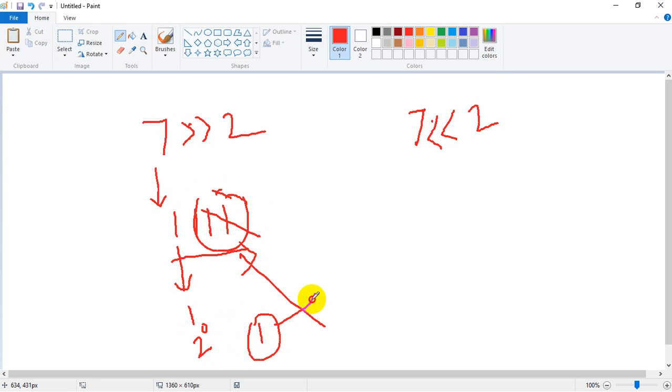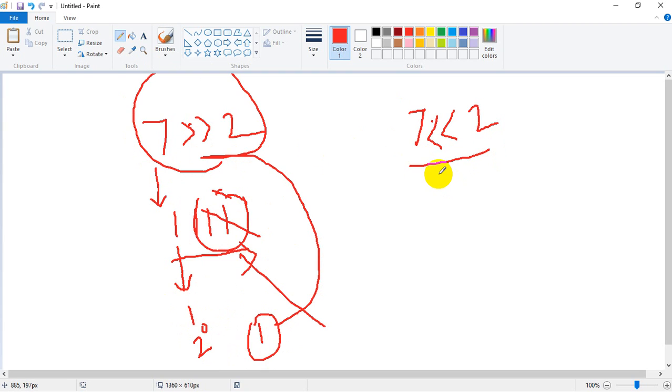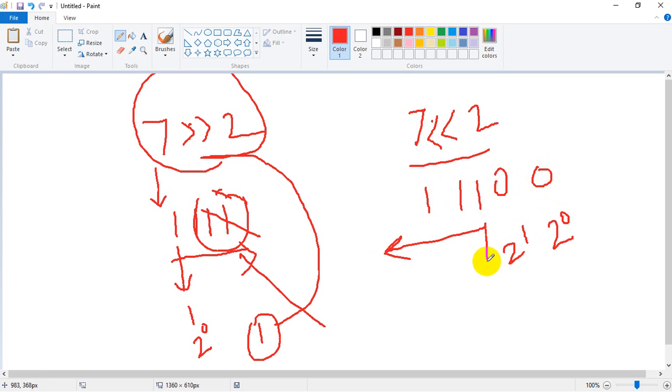So 7 right shift 2, the answer is 1. Now let's see what is the value for 7 left shift 2. When you convert 7 to binary, the answer is 1 1 1, and when you do left shift by 2, you have to add 2 zeros on the right side, and then convert this to decimal.